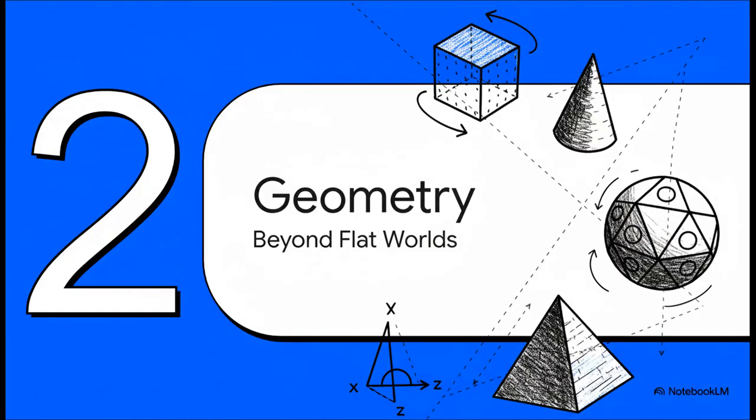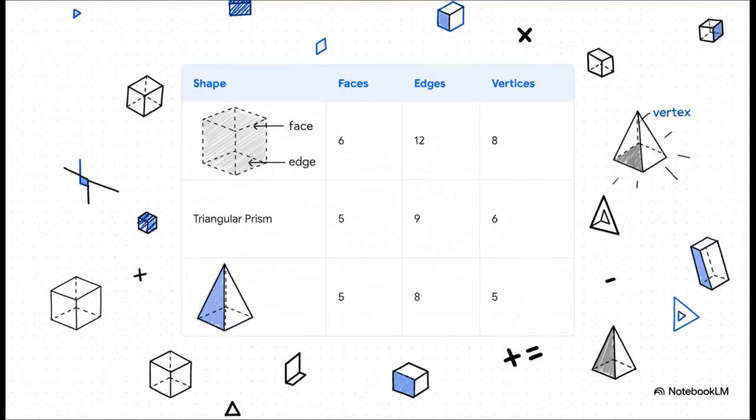All right, we're done with the flat grid for now. Let's blast off into the third dimension. We are now talking about geometry, the study of 3D objects and what makes them tick. For your exam, you've got to know the anatomy of these shapes, inside and out. A face is just a flat surface. An edge is where two of those faces meet, and a vertex, well, that's a corner. So for a cube, that's 6 faces, 12 edges, and 8 vertices. Knowing these numbers for the common shapes is going to be super helpful.